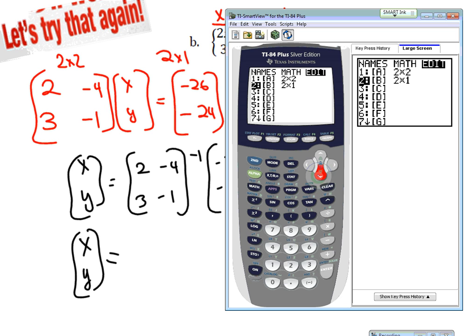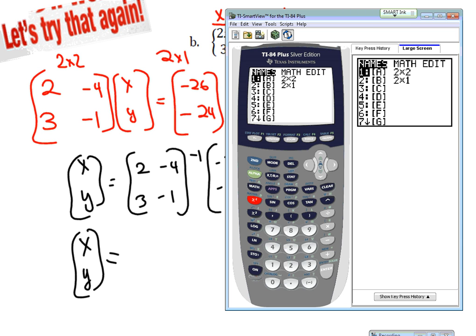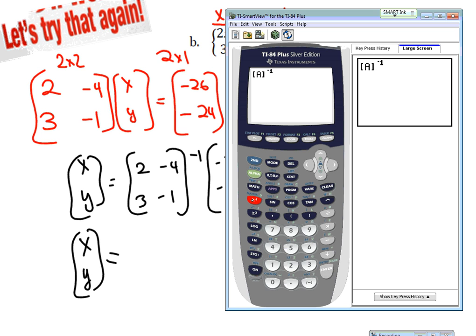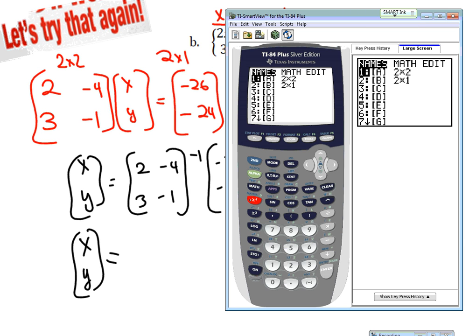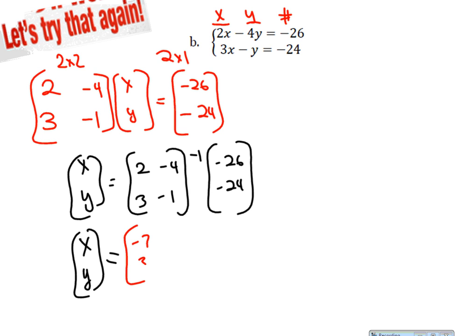Go over to matrix, edit, down to 2 times 1. So this is going to be negative 26. Second one's going to be negative 24. There's my matrix. So now quit. Second matrix. I want A inverse. Second matrix B. So my answer is going to be negative 7. And what that means is negative 7 is x and y is 3.